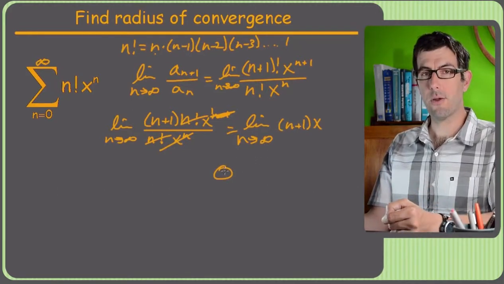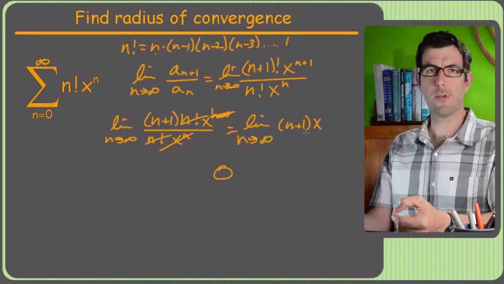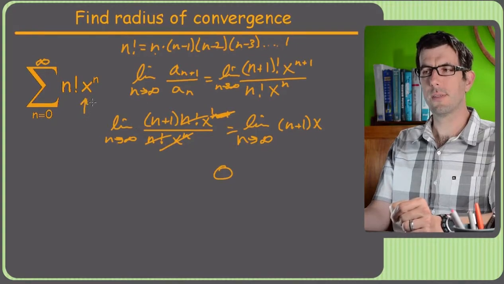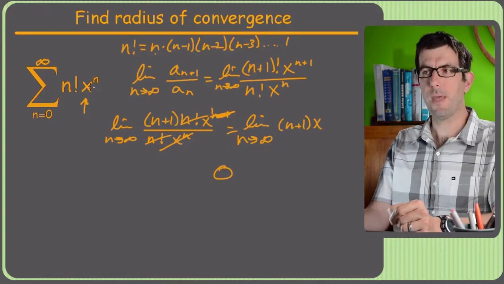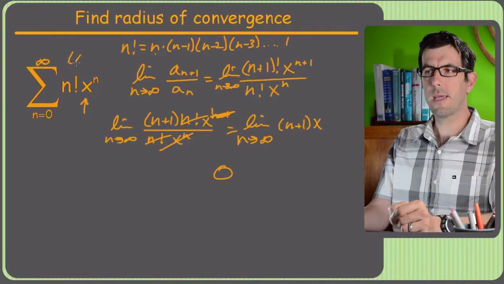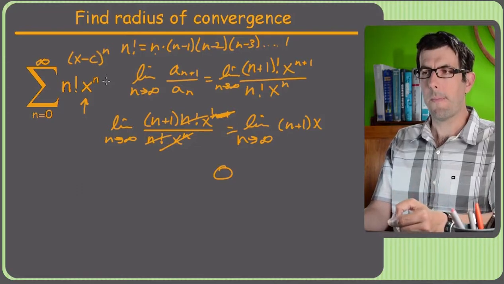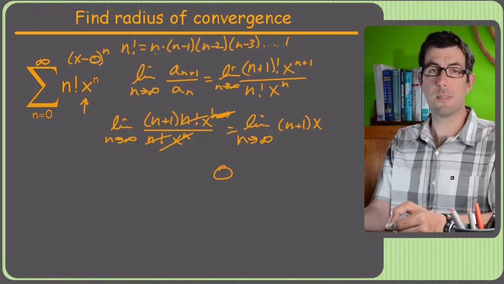So if we plug in 0, this thing converges. But that's not real exciting, is it? Because this original series was centered around 0. I know that because it's got x to the n. If it had x minus c to the n, then it'd be centered around c. But since it's just x to the n, c must have been 0.